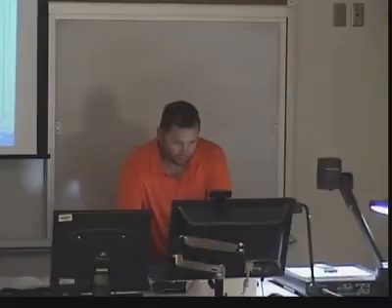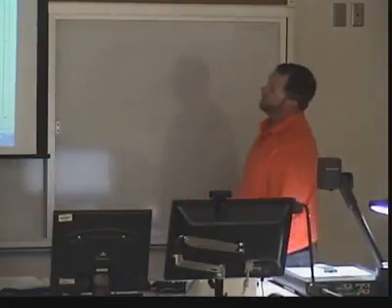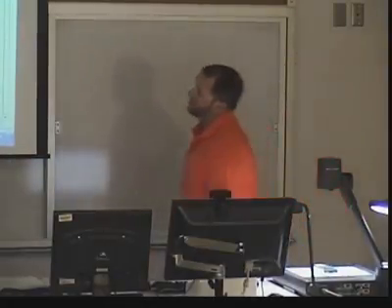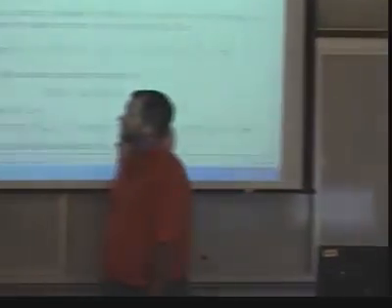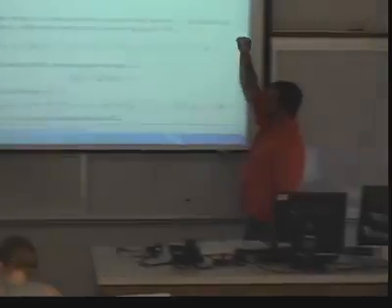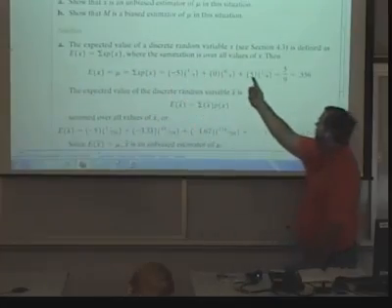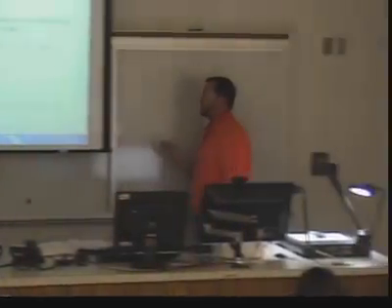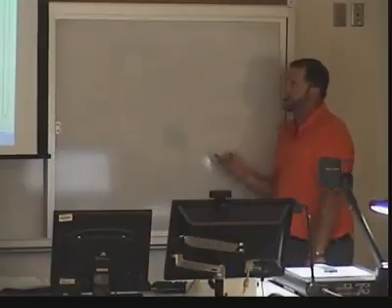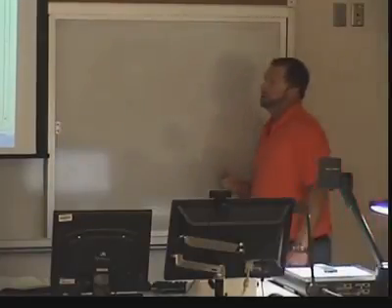So the answer to part A, let me go ahead and roll down. So here's A. The expected value of a discrete random variable x is defined as the sum of x times p of x, where the summation is over all values of x. So the expected value of x, which is called mu, is the sum of x times p of x, which we found to be 0.556, or 0.56, depending on how many decimals you round it to.